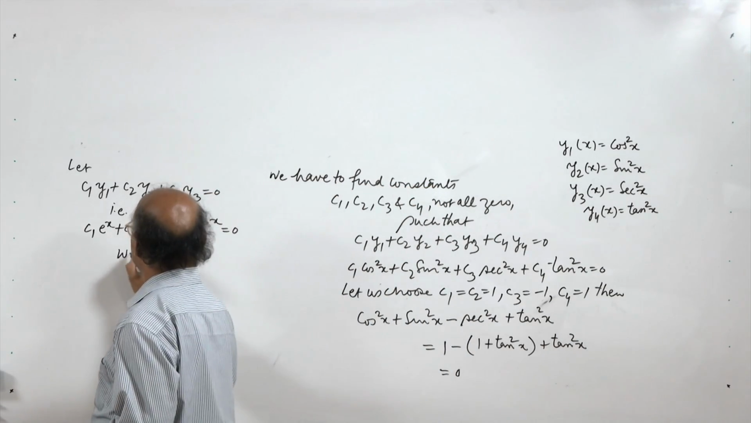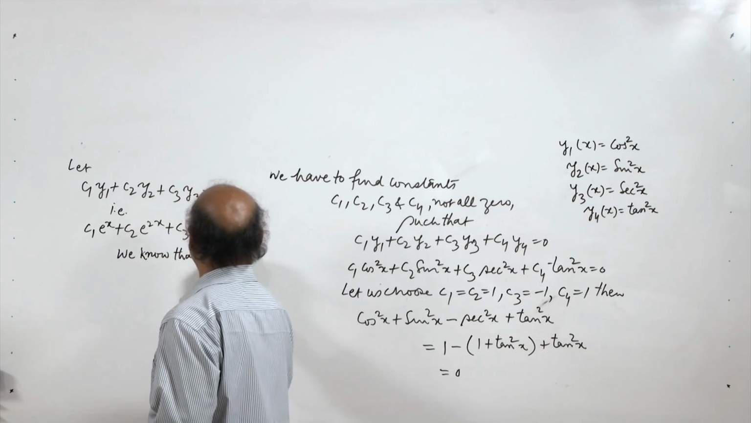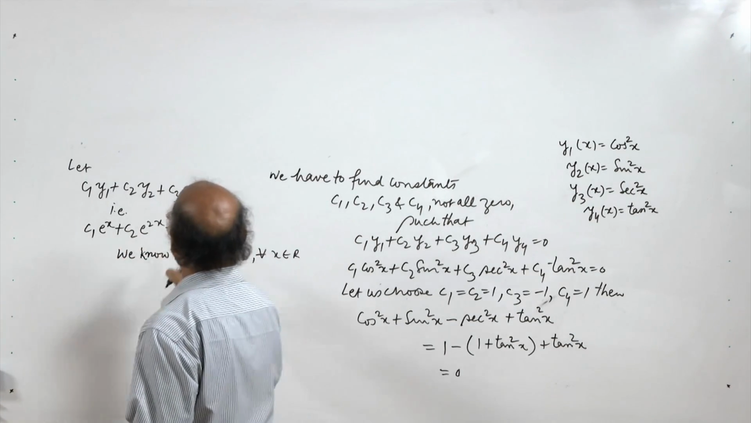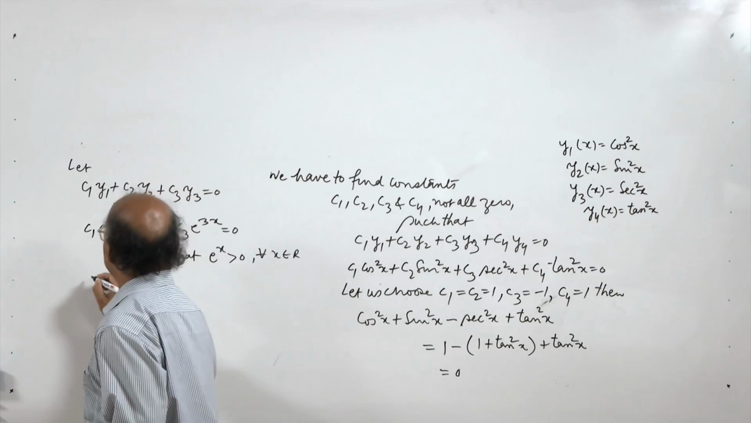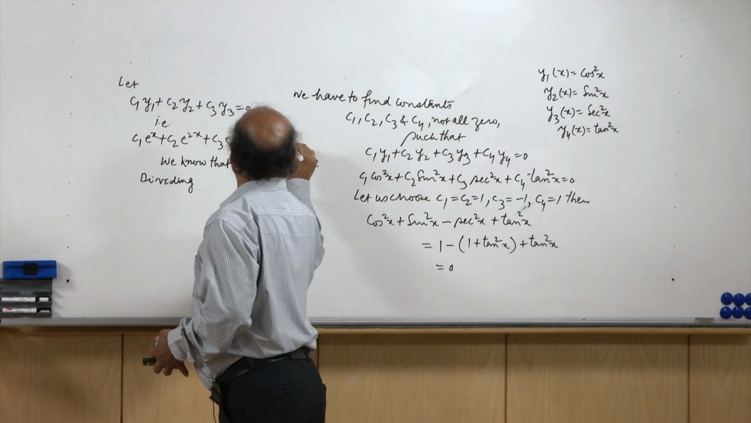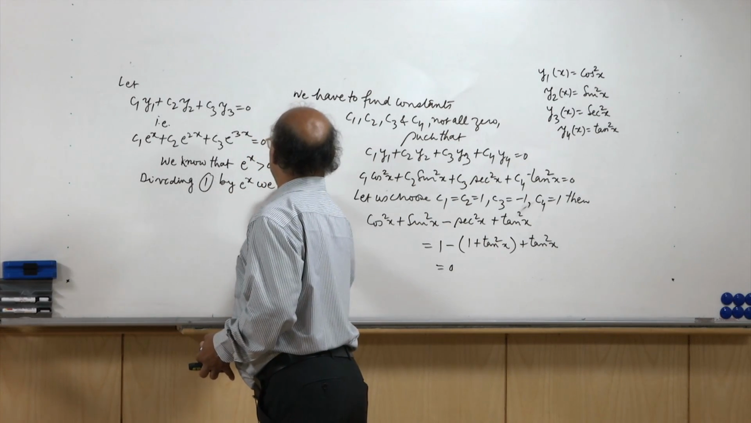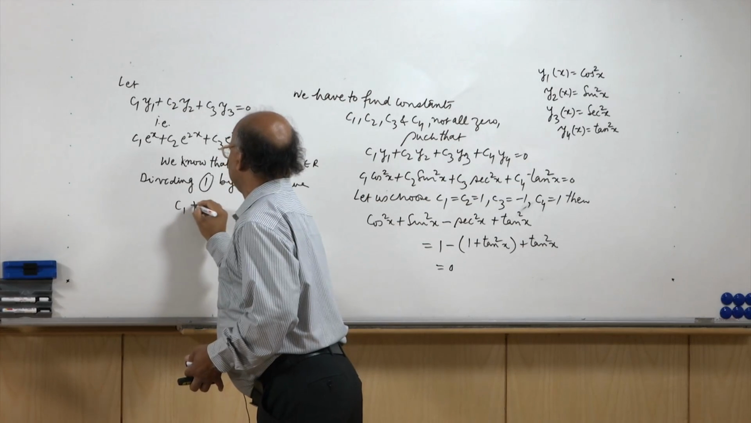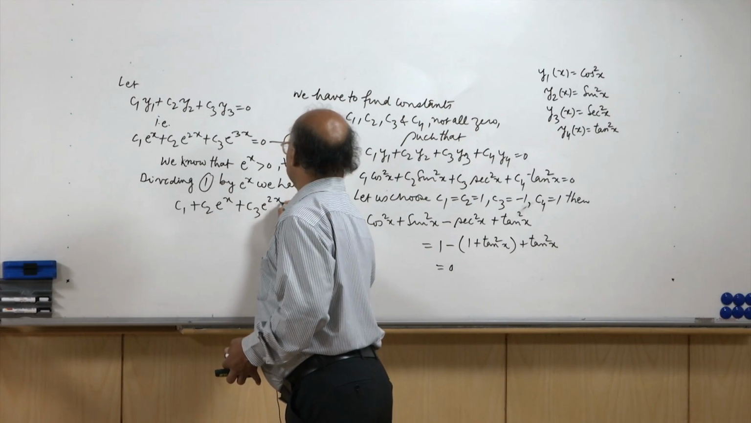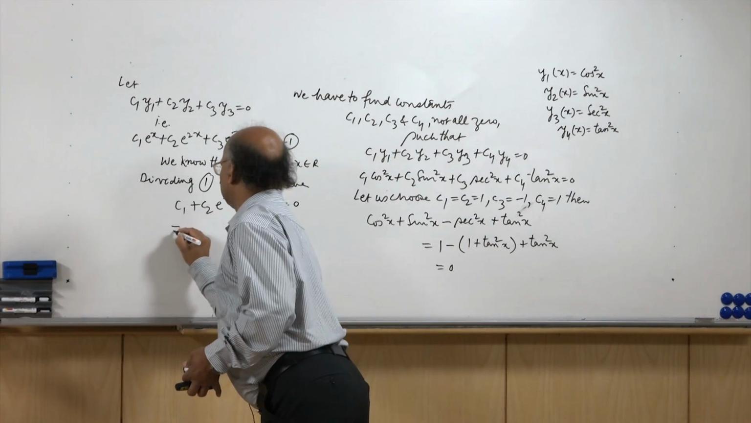Now we know that e to the power x is always positive for every real x. We know that e to the power x is greater than 0 for all x belonging to R. So what we do is we divide this equation by e to the power x. So dividing the equation by e to the power x, we have C1 plus C2 e to the power x plus C3 e to the power 2x equal to 0. Again divide this equation by e to the power x.